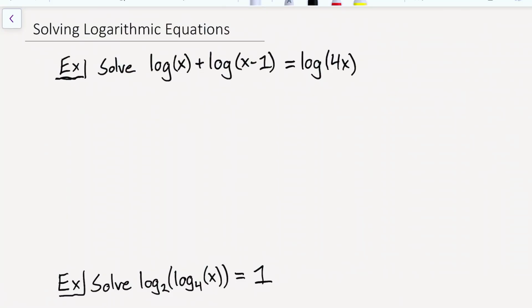In this video, I'd like to solve a couple of logarithmic equations using some of our properties and laws of logarithms. For the first equation, I can combine the two logarithms on the left side by writing the product of the input values. Log of x plus log of x minus 1 is the same as log of x times x minus 1.